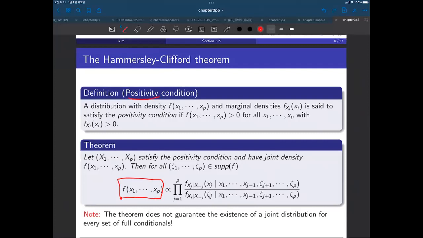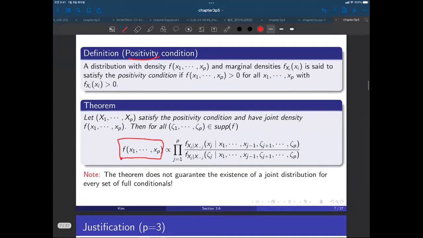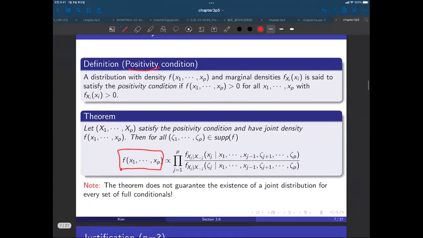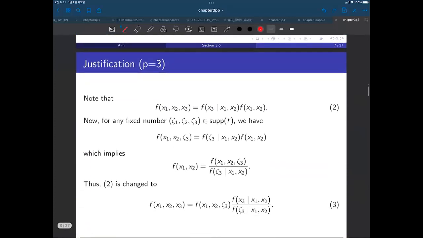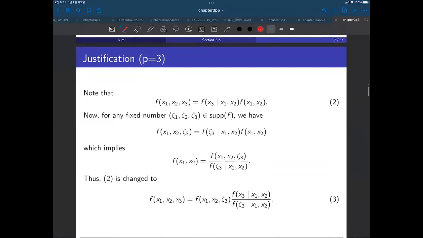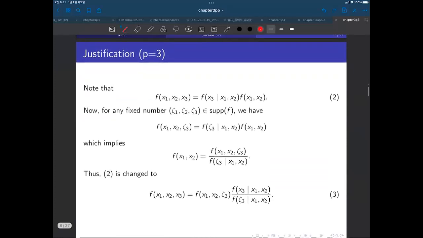So there are some technical conditions, but let me try to understand. So let's... this formula looks very hard to digest. So let's use a simpler example to see whether we can figure out the meaning.